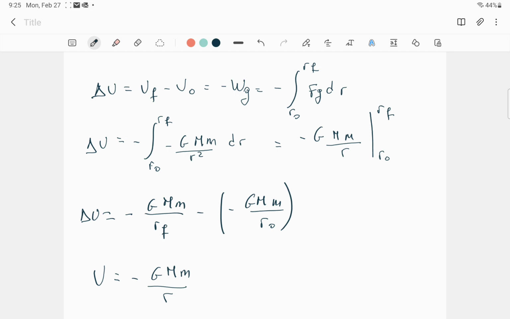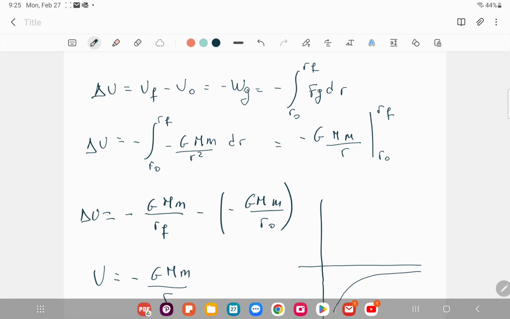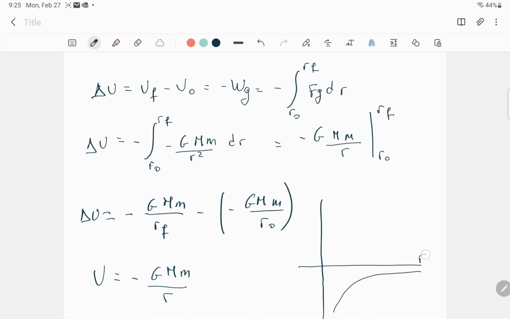The graph for the potential energy looks like this, where this is R and this is your gravitational potential energy. Why are we drawing this on the bottom here? Well, because we have the negative sign, obviously. Other than that, what else can we talk about?